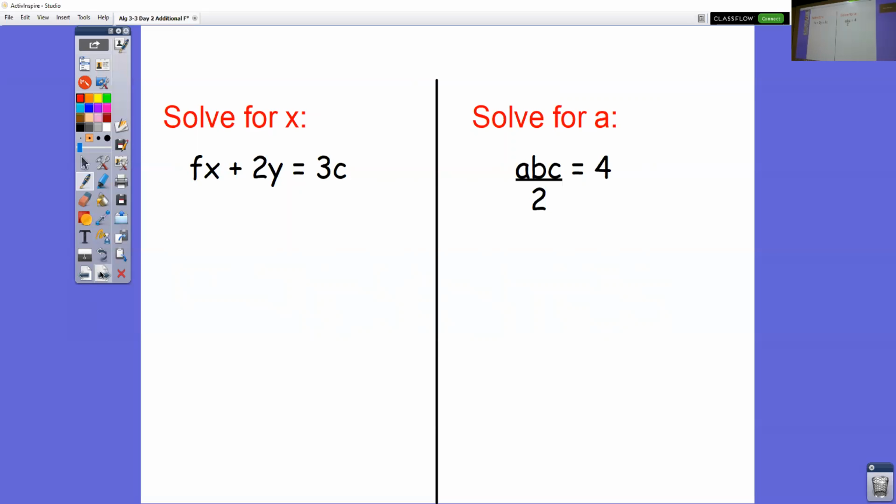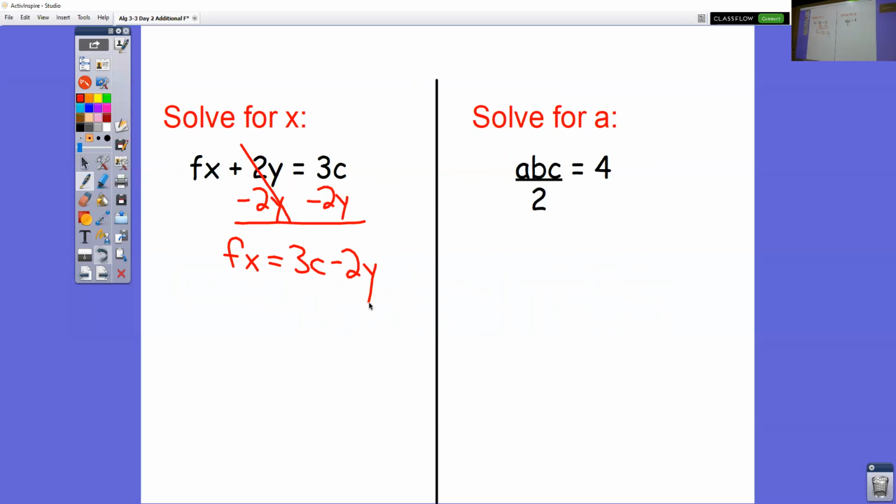Trying to get the x all by itself, we need to get this f of x all by itself. So just like in a two-step equation, we've got to get rid of the plus or minus whatever first. So minus 2y and minus 2y. So we have fx equals 3c minus 2y.